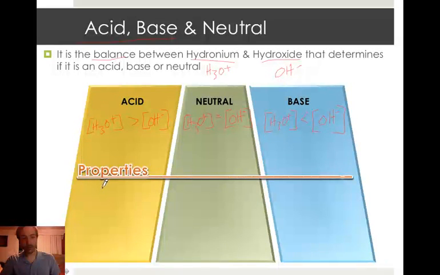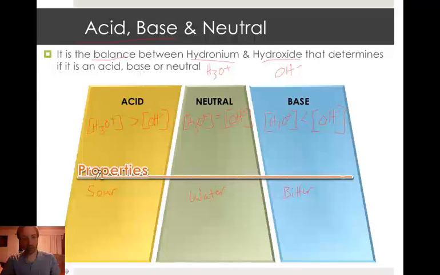First thing is we have the taste properties, and I know we typically don't taste things in a lab, but acids are sour things, so we saw that on the list. Things like lemon juice, orange juice, lime juice, okay, sour type things. Bases, on the other hand, are bitter, so things like soap and baking soda, they have a bitter taste to them. Neutral, it's just going to taste like water.